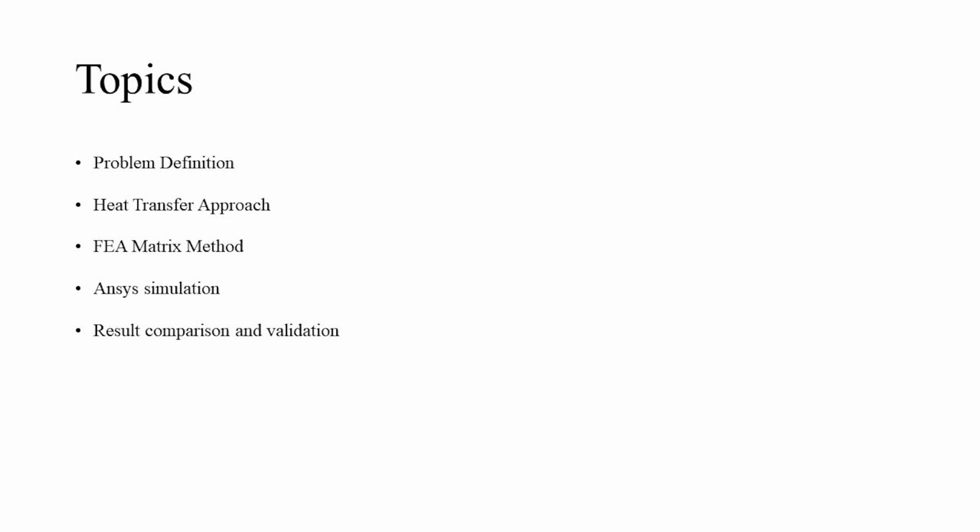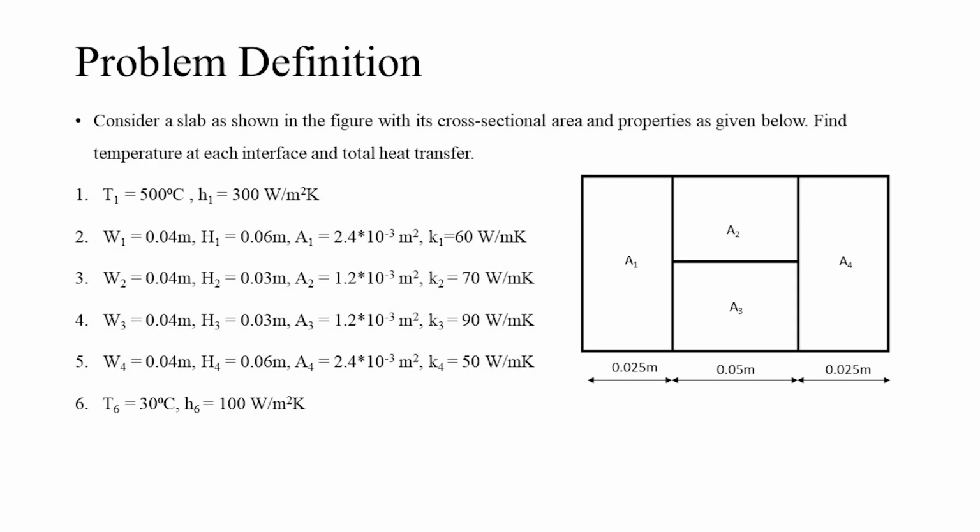A composite slab having height of 60 millimeter and width of 40 millimeter is made up of four different materials. The necessary thermal conductivities and the heat transfer coefficients are mentioned along with relevant cross-sectional areas. We must find out the temperatures at interfaces and the total heat transferred through the slab.